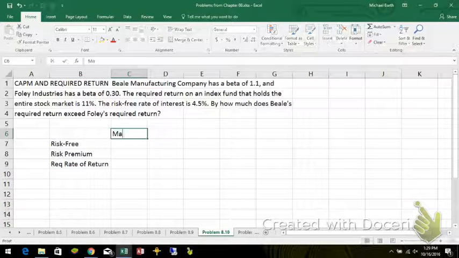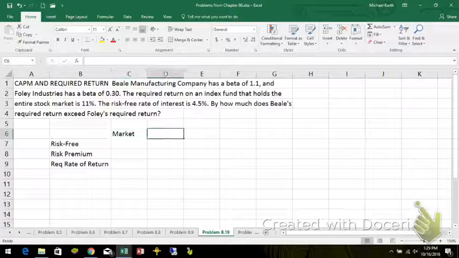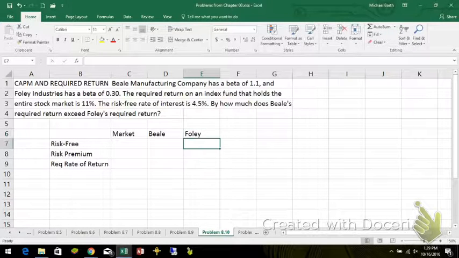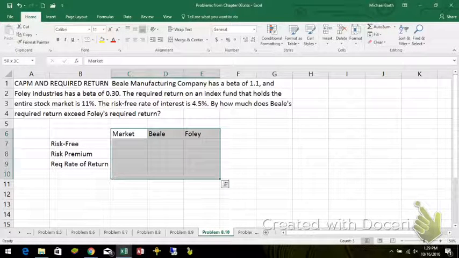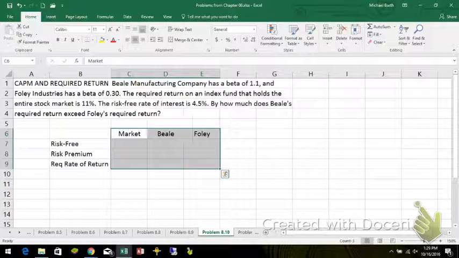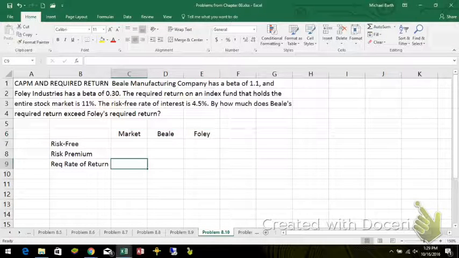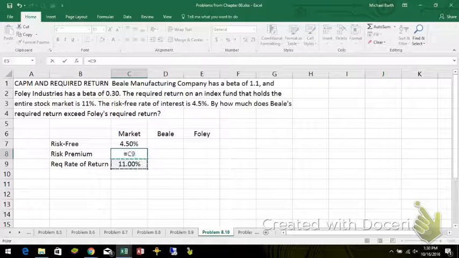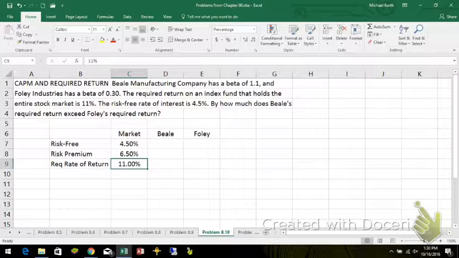If I look at the entire stock market and then compute it for Beal and then compute it for Foley, I can see that the rate of return for the entire stock market is 11%, which is made up of a 4.5% risk-free rate, and so the rest of it, the other 6.5%, must be the risk premium for investing in stocks. Now that's the risk premium for the average share of stock.